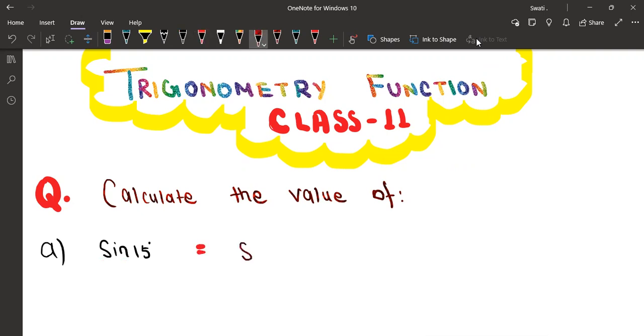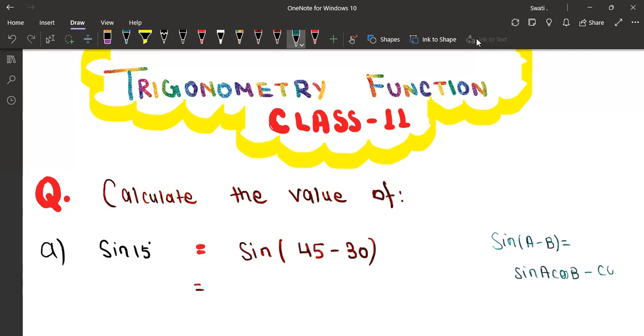We will simply write down sine as it is, and we can write this 15 degree as 45 minus 30. Of course, 45 minus 30 is 15. Now here I'm going to use the formula of sine A minus B. The formula of sine A minus B is sine A cos B minus cos A sine B. So using this formula, this will become sine A, that is 45, cos B, that is 30, of course minus cos A. So A is 45. See, this is A and this is B. So cos 45 and then sine 30.